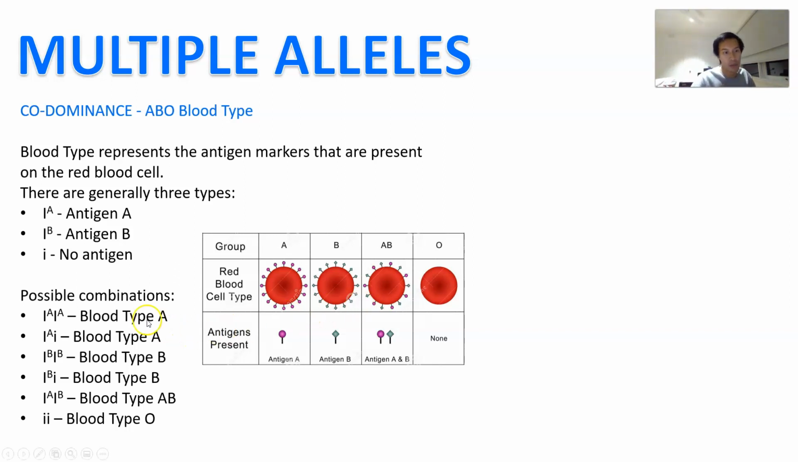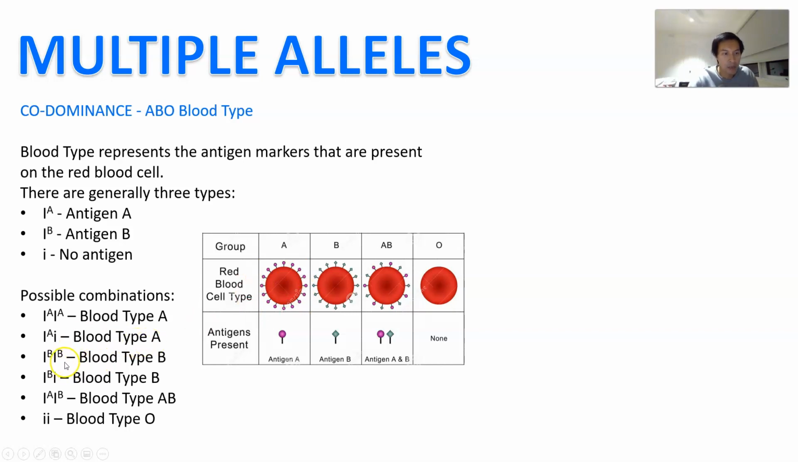The order does not matter. So you're going to see here, the order doesn't matter. It's just the combination, right? You can have 2 capital IAs, and that's going to give you blood type A, right? You can also have capital IA and a lowercase i, and that's going to give you blood type A still. Why? Because if you get circles plus nothing, you still get circles. And so you're going to get blood type A.